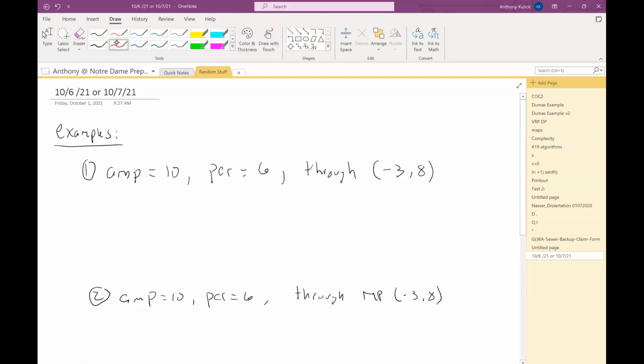Hi, I'm just going to run through some examples here of writing the sinusoid for some given information. So I have 5 examples that I'm going to work through here for you.